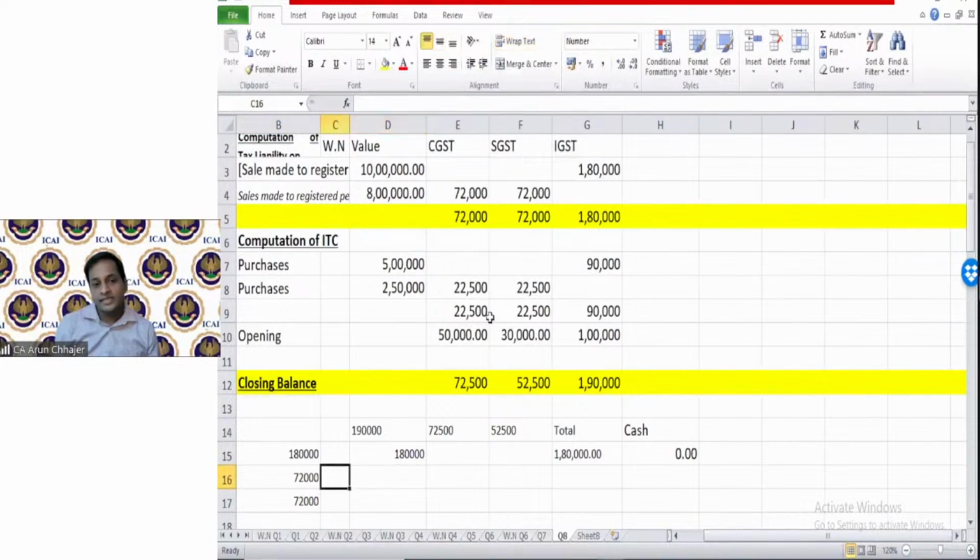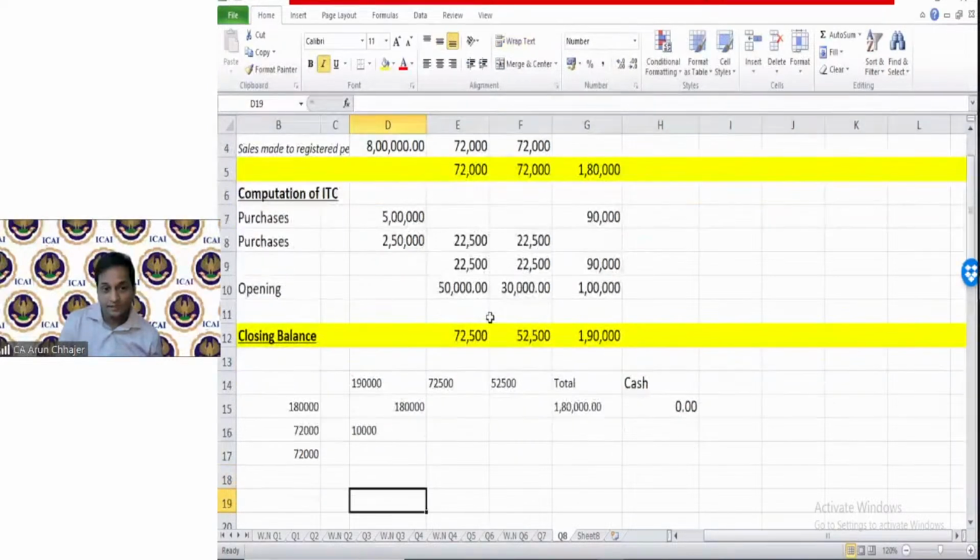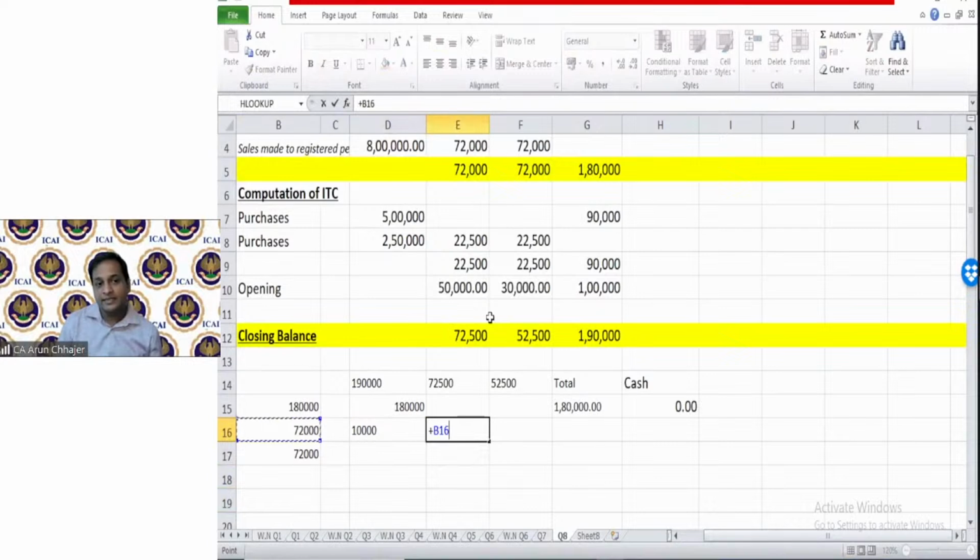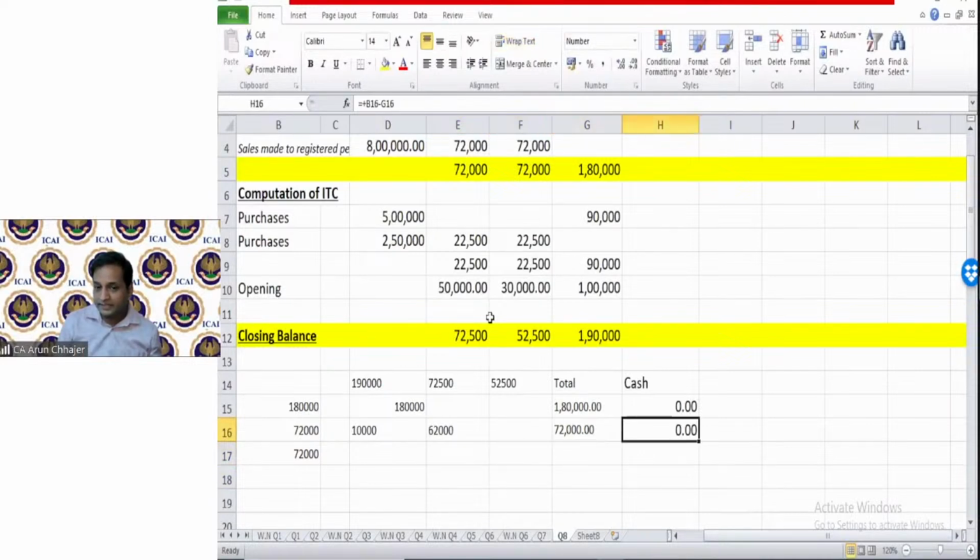Now C has 72 and S has 72. So the balance 10,000. The balance 10,000, if we give to C, then the problem is we need to pay more cash. Like suppose I will give 10,000 here. The balance is exhausted of ITC, of IGST, yes. Then how much they need? They need 62,000. Whether IGST has the balance of 62,000? Yes. So all liabilities completed, nothing to be paid in cash?